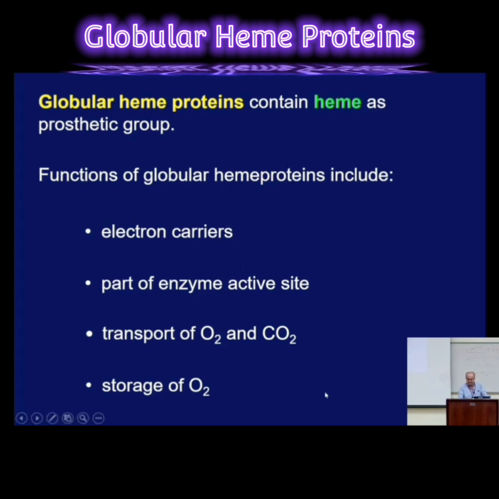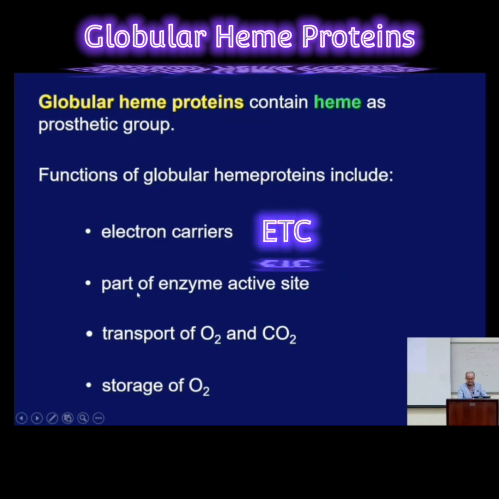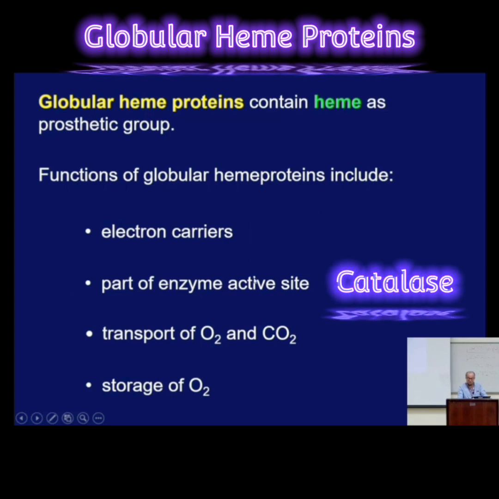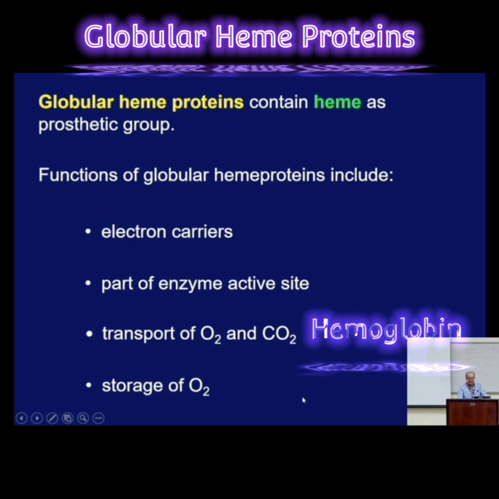And these heme proteins, they're quite abundant in the cell, and they play a lot of different roles. They play roles as electron carriers. In some cases, they play roles as enzymes, heme proteins. In today's lecture, they play a role in the transport and storage of oxygen.